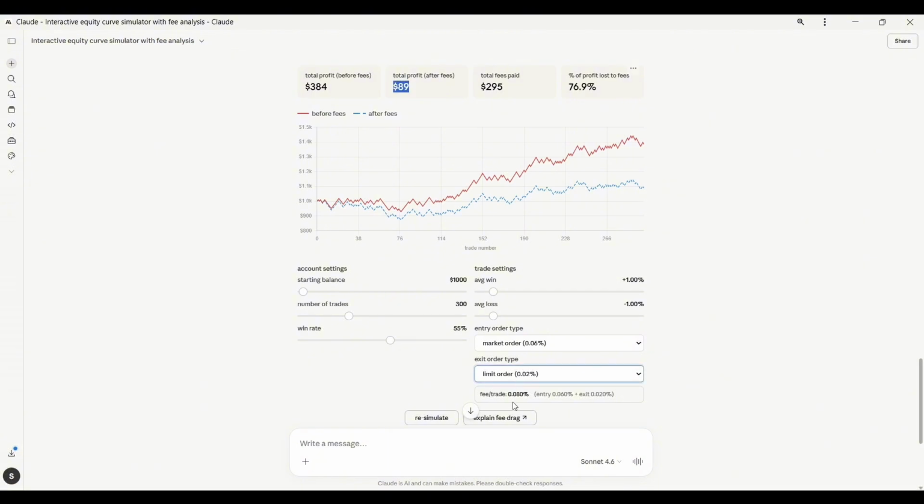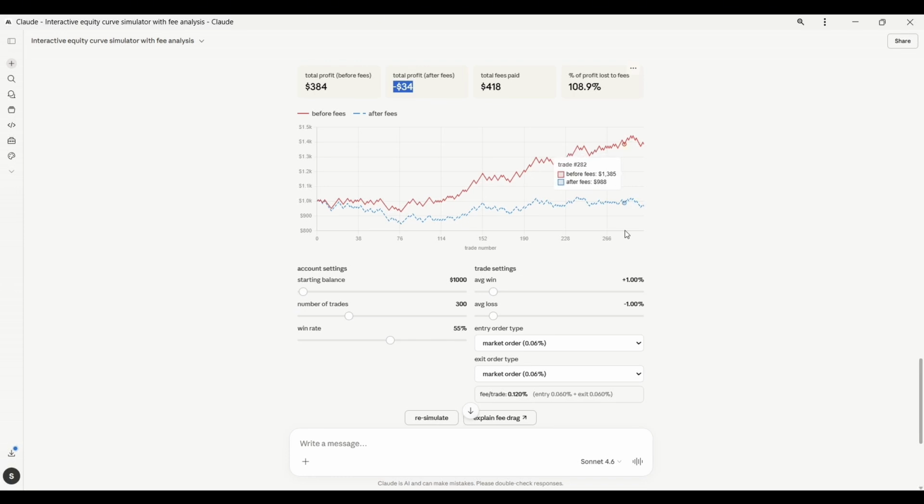Now, if I was exiting with market orders as well, this is where it gets crazy. This strategy before fees would be profitable. It would be up 38%, but after fees, it's down. It's down 3%. So these are two completely different equity curves, right?